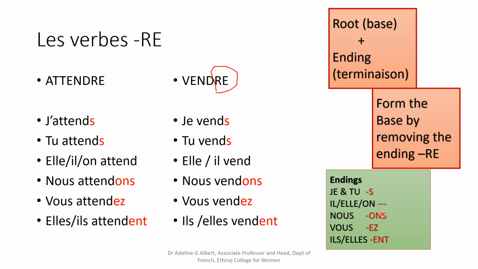Il, elle, on, there's nothing. Nous, the ending is ONS. Vous, the ending is EZ. Il, elle, plural, the ending is ENT, just like your ER verbs. D'accord? So spend some time and push this into your head. You really have to push it in.